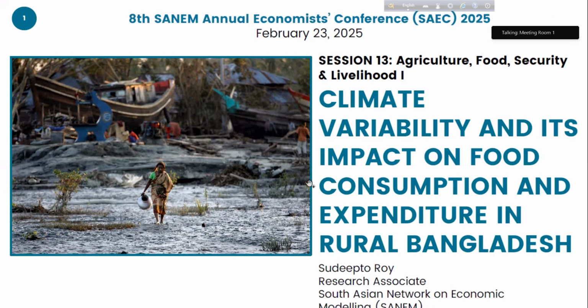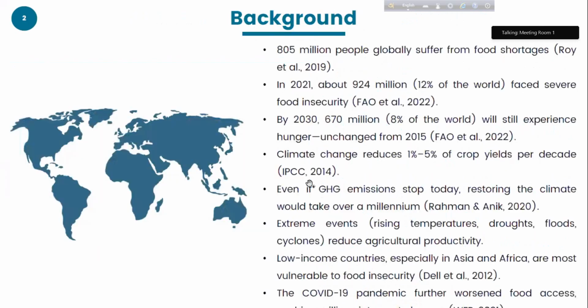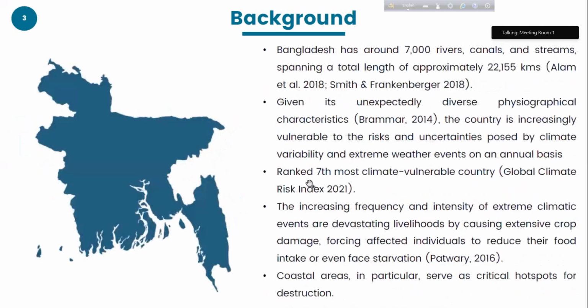Good morning, everyone. I'm Sudipta Roy, a research associate working at SAEC, and my topic is climate variability and its impact on food consumption and expenditure in rural Bangladesh. Going over the background briefly, extreme events like rising temperature, droughts, floods, and cyclones reduce agricultural productivity. Low-income countries, especially in Asia and Africa, are most vulnerable to food insecurity. The COVID-19 pandemic further worsened food access, pushing millions of people into acute hunger.